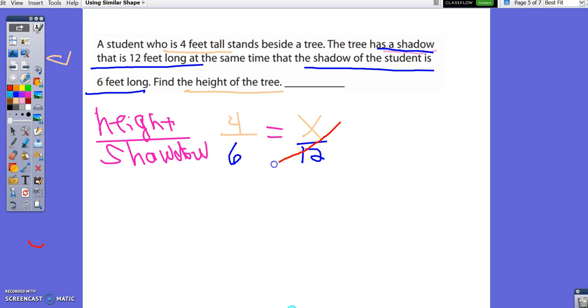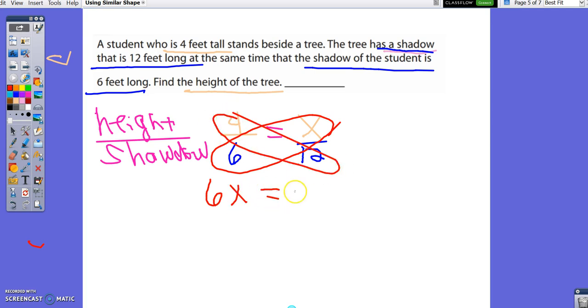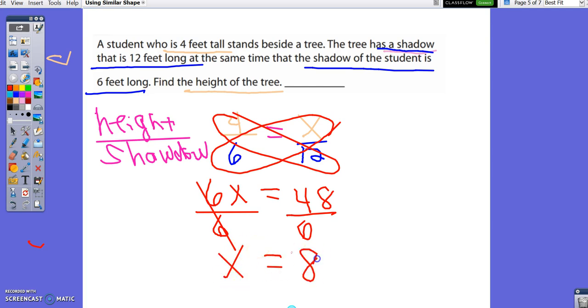And now I will solve my proportion to find the missing information. So I will use my cross products. 6 times x equals 4 times 12, which is 48. I will divide to isolate my variable, so both sides will be divided by 6. 6 cancels on the left. I'm left with x. 48 divided by 6 is 8. So the height of the tree is going to be 8.